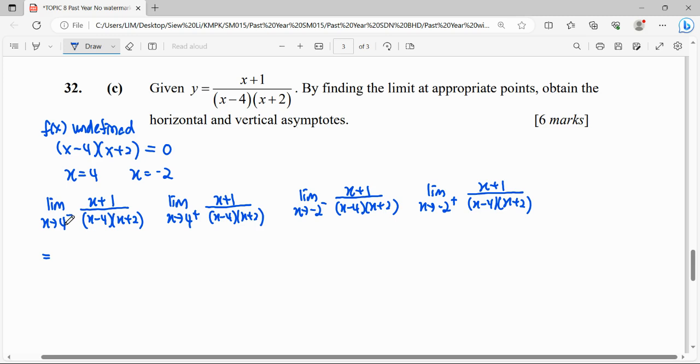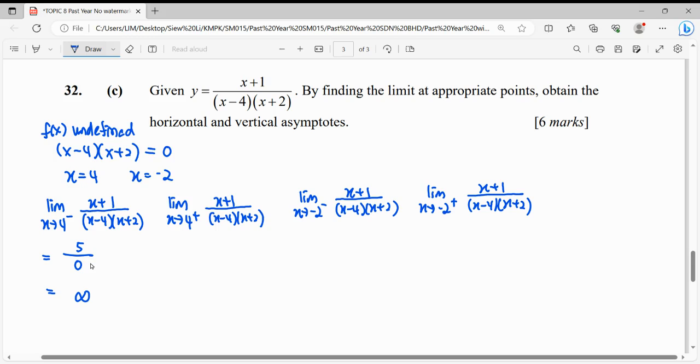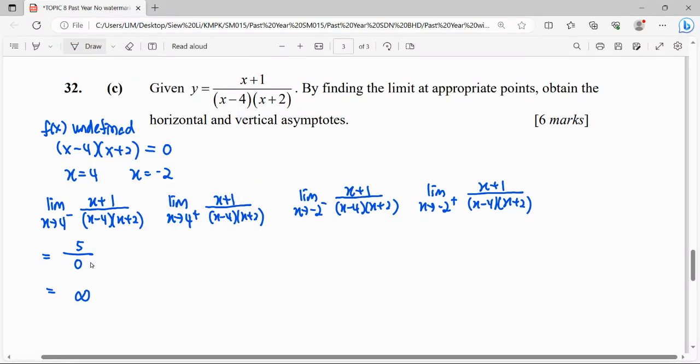So substitute 4 into our function here. It will be 5 over 0. So when we have a value over 0, our answer is infinity. But this 0 is approaching from negative or positive, so we have to test a value.